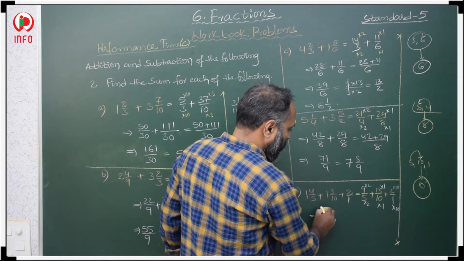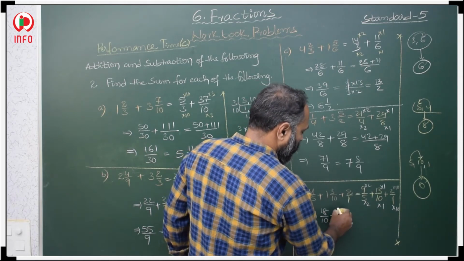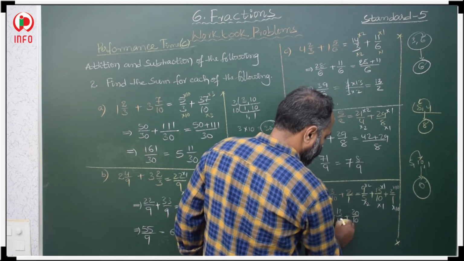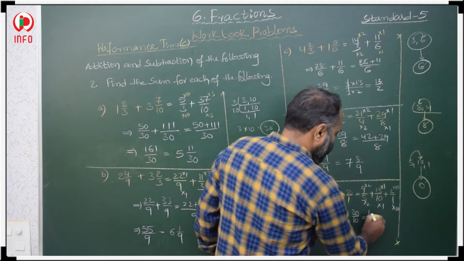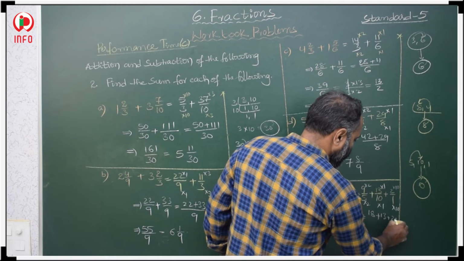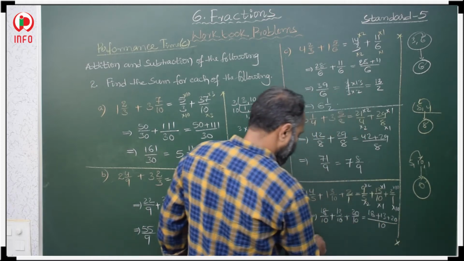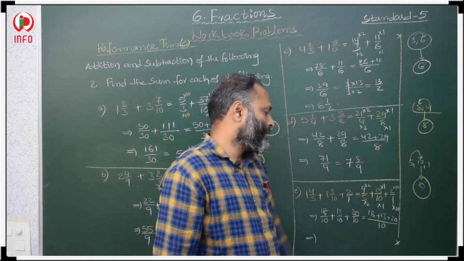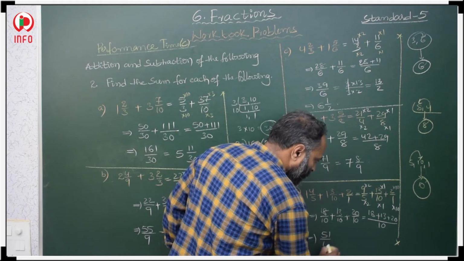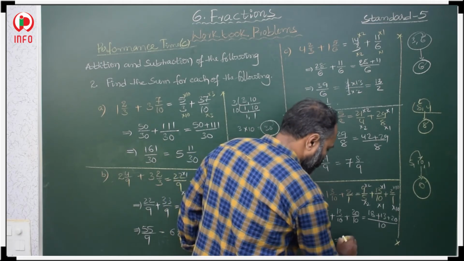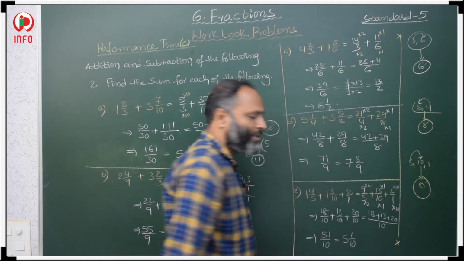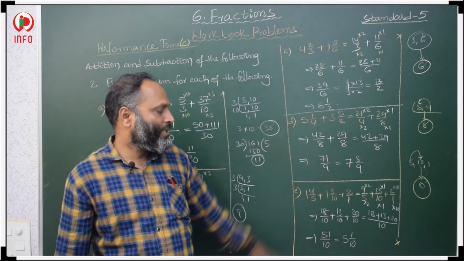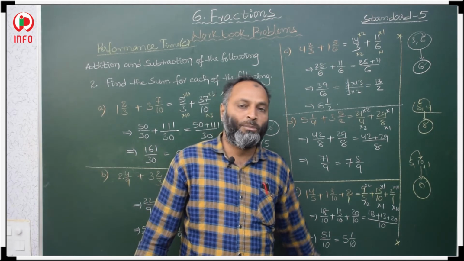Then after that, 9 2s are 18, 5 2s are 10, 13 1s are 13, 10 1s are 10, 2 10s are 20, 10 1s are 10. Then sum of numerators, 18 plus 13 plus 20 by 10. 18 plus 13 is 31, 31 plus 20 is 51, so 51 by 10, which is 5 1 by 10. This is the sum. Okay students, so if mixed fractions are given, then this is the method to do. One more question is there, that one is your home assignment.